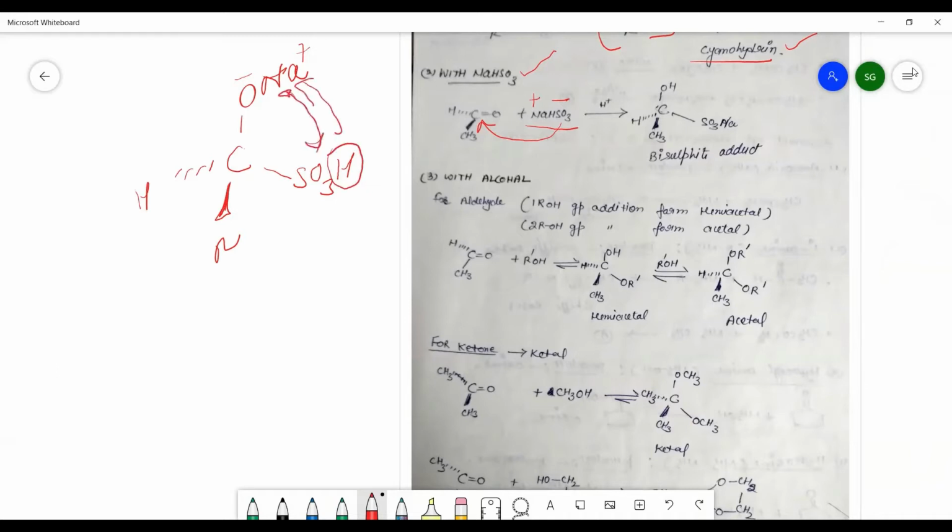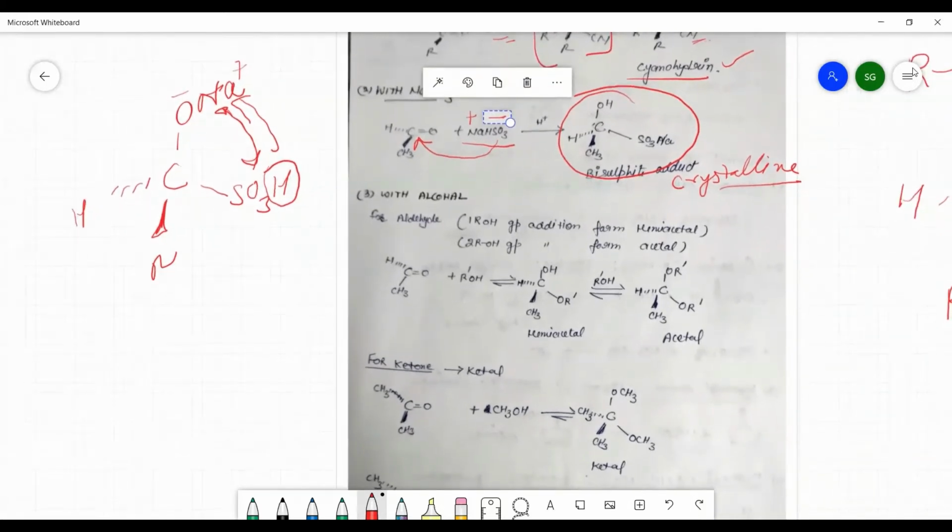Proton transfer will take place, and we will get the product like this, which is the bisulfite adduct, and it is crystalline in nature, which can also indicate the presence of an aldehyde or ketone in the given organic compound.